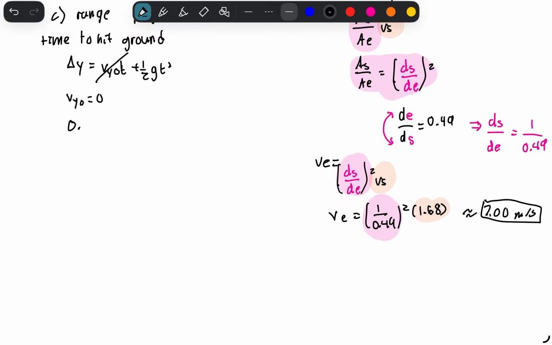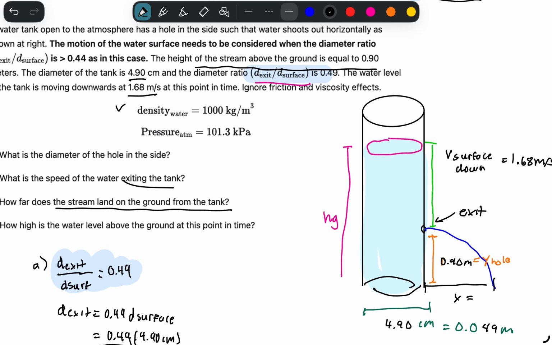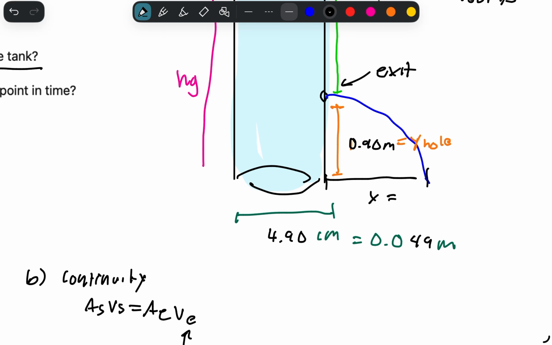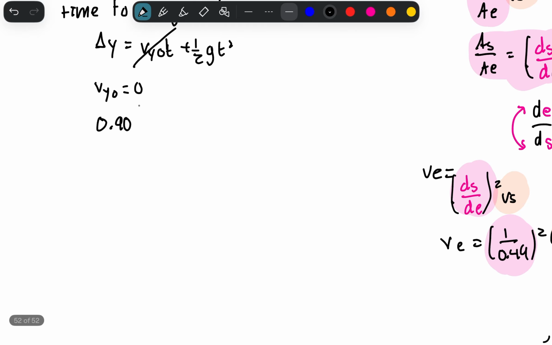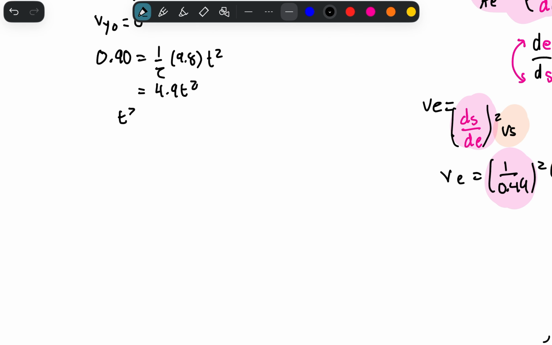We know the change in height is 0.90 because that's the maximum height it's going to fall from. So this is like the peak of the range, when it's at the highest y coordinate. So it's going to fall all the way down by being accelerated by gravity. So then we have 0.90 is equal to 1/2 times 9.8, the acceleration from gravity, times t squared. This is going to be 4.9 t squared. And then we have t squared is equal to 0.90 over 4.9.